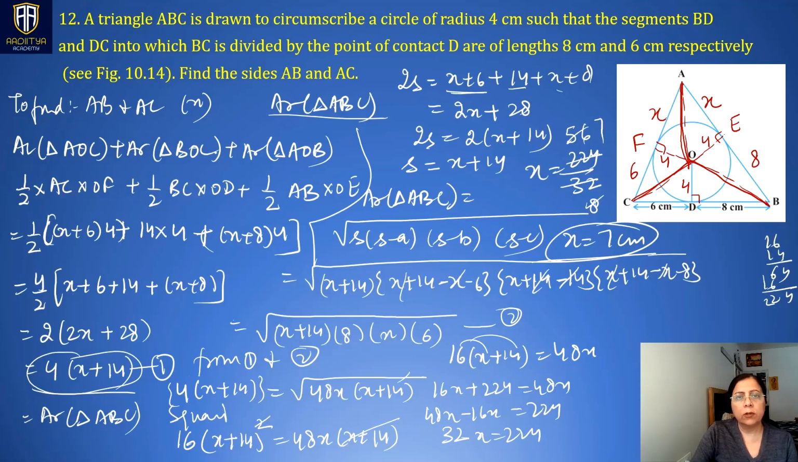Right? Now we have got x. That was the ultimate requirement. Finally, we have to write the values of AB and AC. Now what is AB? AB is 8 plus 7, that is 15 centimeter. And what is AC? AC becomes 6 plus 7, that is 13 centimeter. Right? So the final answers are: AB is 15 centimeter and AC is 13 centimeter.